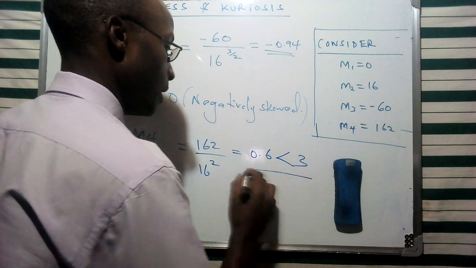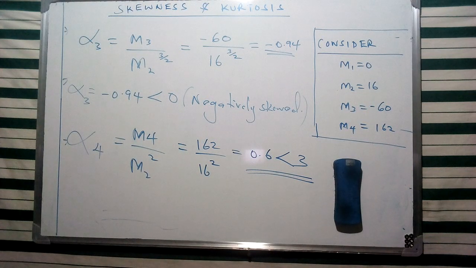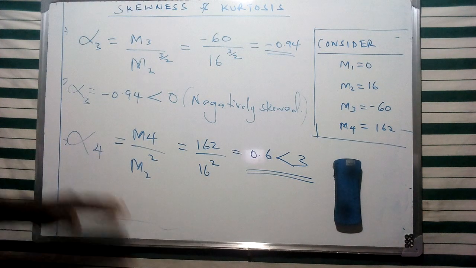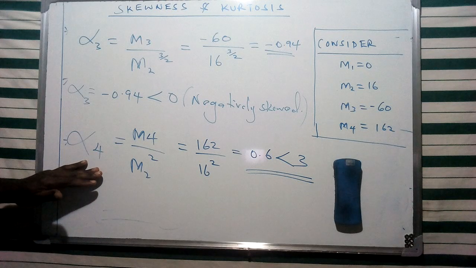So this is going to give us the value of 0.6, which is smaller than 3. We are given various ranges of values which are going to be compared with 3 for the measure of kurtosis.